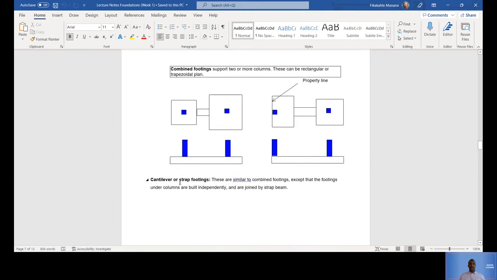Okay, and then we have a cantilever strap footing. Cantilever meaning, okay, you see it's isolated. This is a column, that's a column, but then also in the middle here, the footing is continuing. You have a middle footing. So this is called cantilever or strap footing. So it's like a strap. There's a strap footing in between isolated footings. Okay, so there's a strap between, so this one is called strap footing.